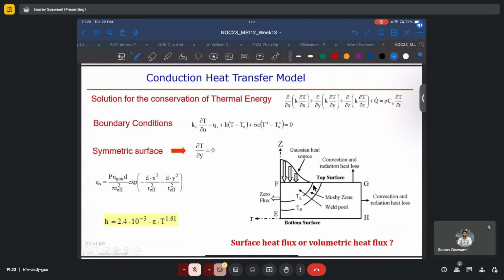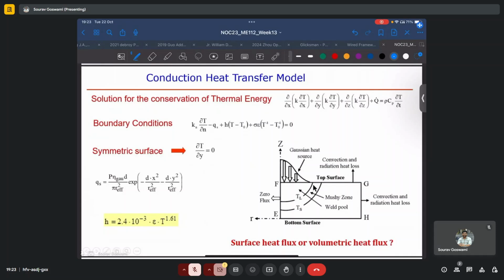So in a conduction heat transfer model, at every step we are solving the three-dimensional conduction equation, being ∂/∂x (k ∂T/∂x) + ∂/∂y (k ∂T/∂y) + ∂/∂z (k ∂T/∂z) + q dot = rho cp ∂T/∂t. The boundary conditions will account for the convective and radiative losses. Typically, this is listed as k_n ∂T/∂n − q_s + h (T − T ambient) + sigma epsilon (T^4 − T ambient^4) = 0.